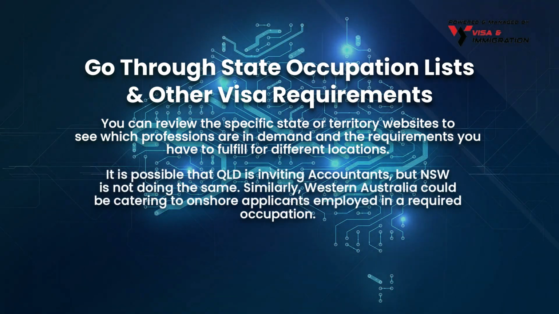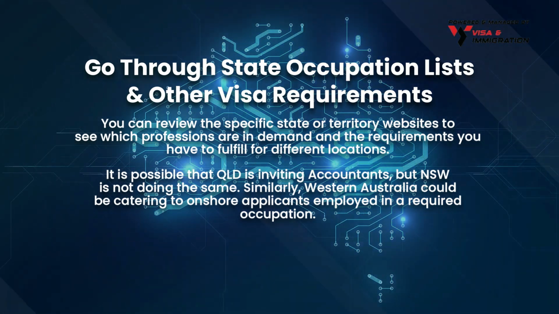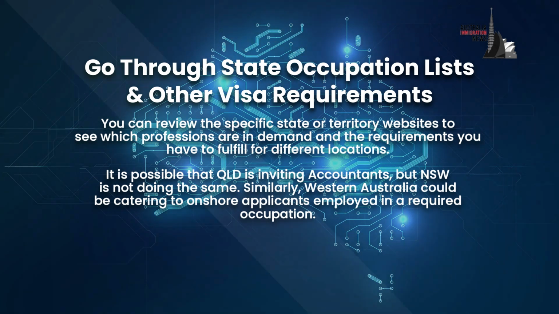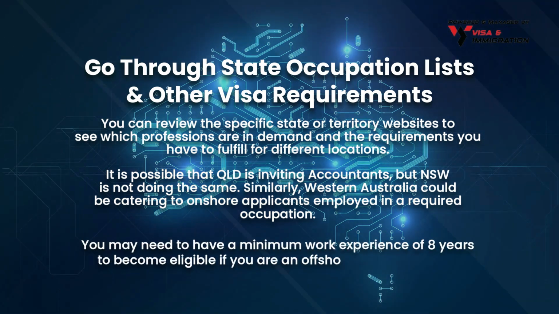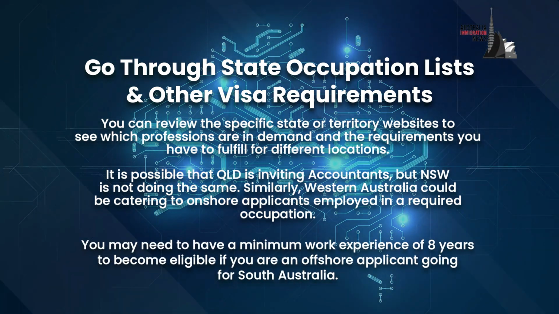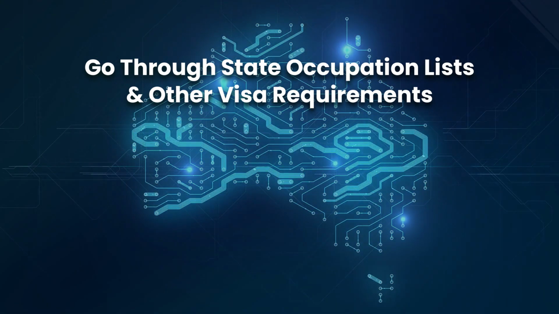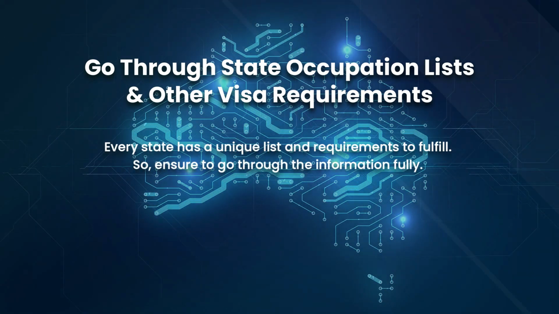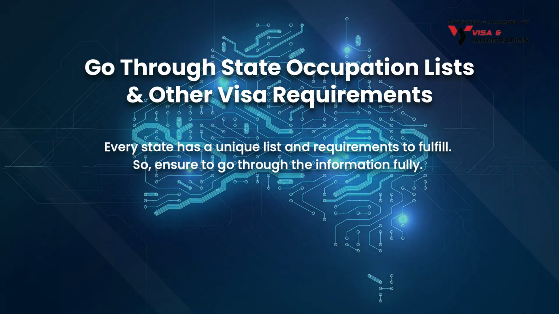It is possible that Queensland is inviting accountants, but NSW is not doing the same. Similarly, Western Australia could be catering to onshore applicants employed in a required occupation. You may need to have a minimum work experience of 8 years to become eligible if you are an offshore applicant going for South Australia. Every state has a unique list and requirements to fulfill. So, ensure to go through the information fully.